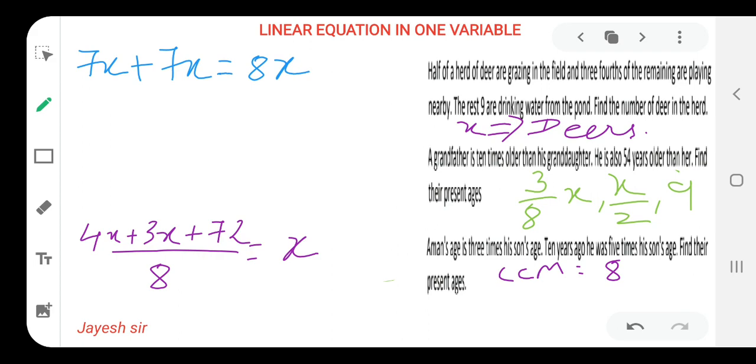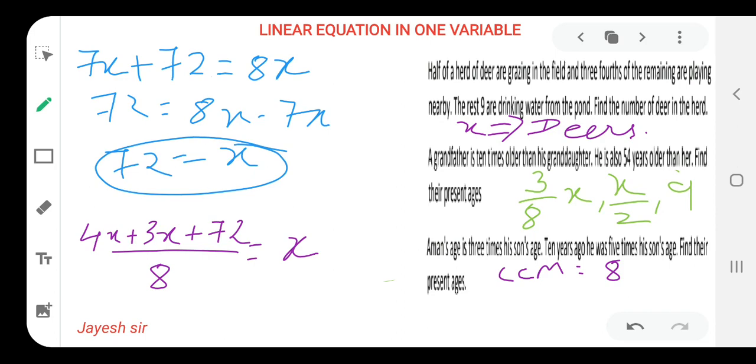Yes, now the x terms should be on one side, as I have already told you that terms having x should be on one side. Yes friends, 7x plus 72 equals 8x. Now 8x is greater, so we'll take 7x to that side, that means 8x minus 7x, so the value for x we'll get is 72.